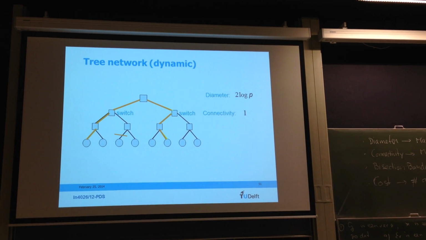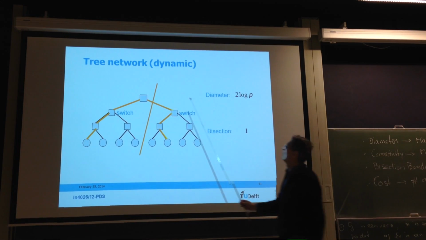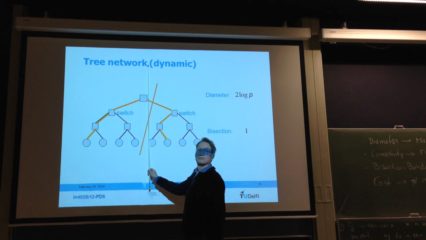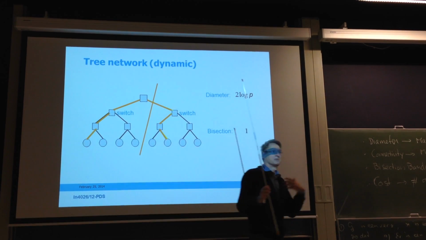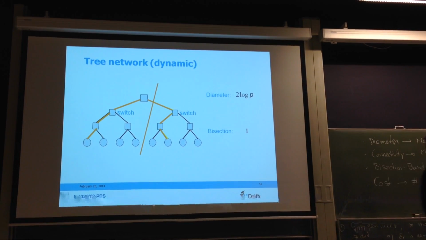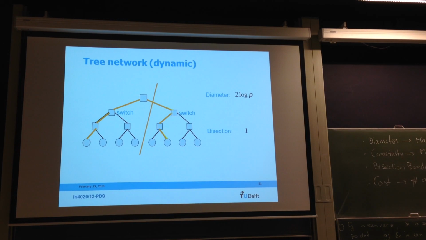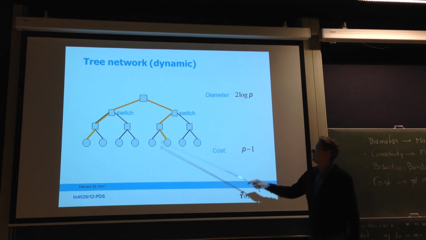The connectivity is 1 because you just disconnect one node. And the bisection bandwidth is 1, right? Because if you split the network in 2, you always have to go through the top node. So that's a very limiting factor with this kind of tree network structure. The cost is reasonable, p minus 1, which runs linear with the cost.